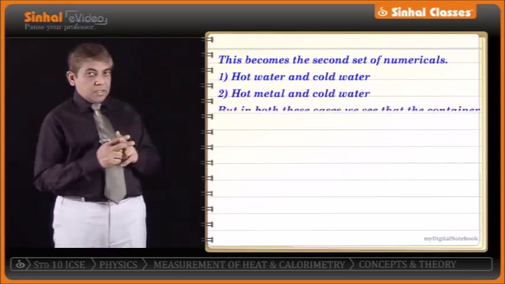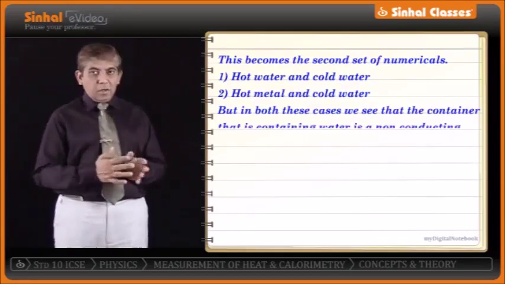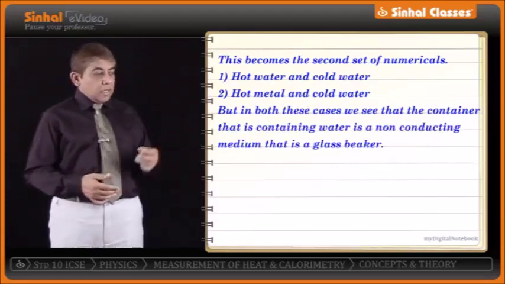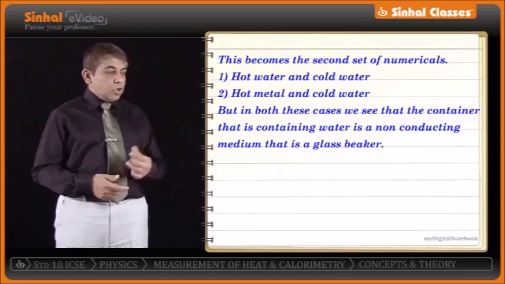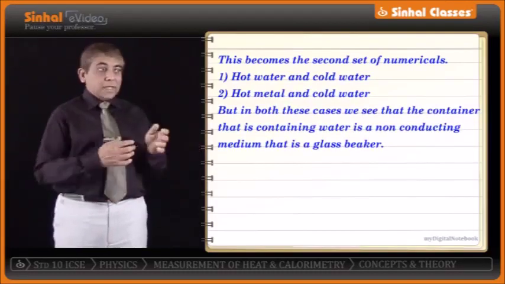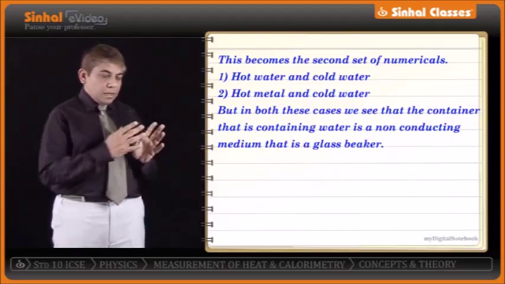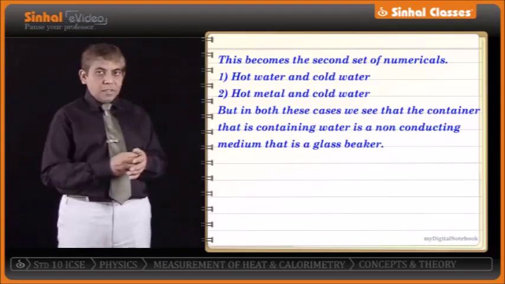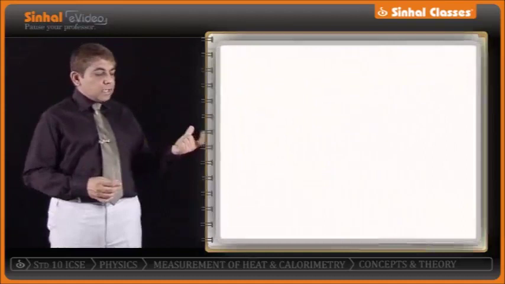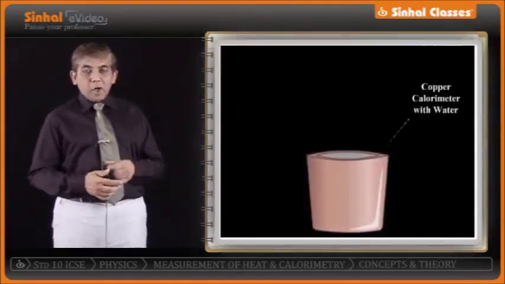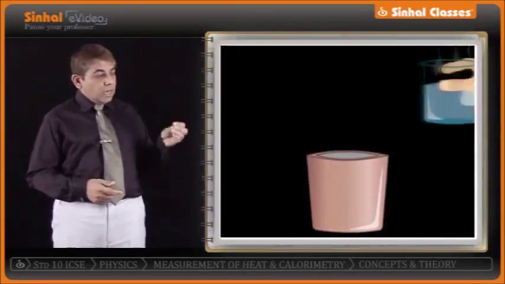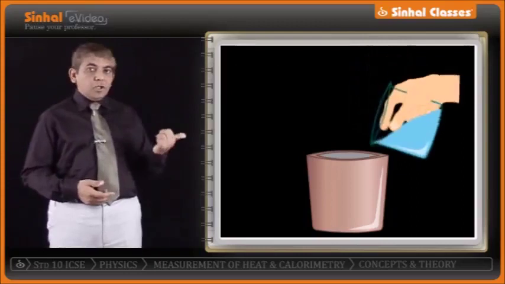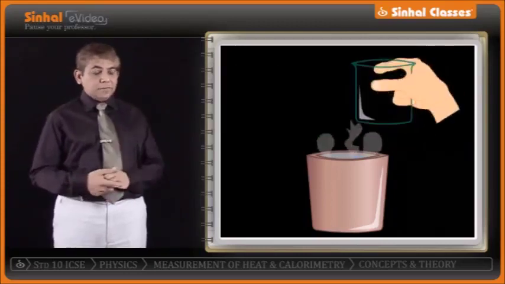But in both these cases we see that the container that is containing water is a non-conducting medium, that is a glass beaker. The third and fourth categories work out with the container being a conducting substance. Say for example, we are having a copper calorimeter. Copper is a very good conductor of heat. So we are having cold water in a copper calorimeter, and we are adding hot water to it. So this becomes the third condition.